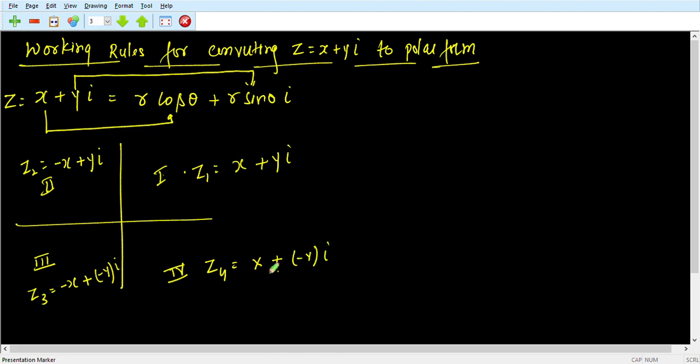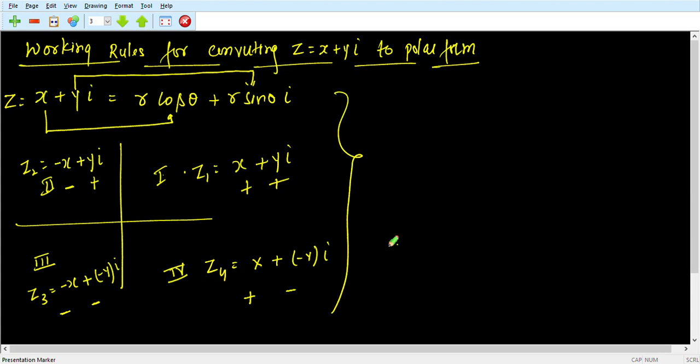So if theta is in first quadrant, it means the real part and the imaginary part of a complex number both will be positive, and if theta is in second quadrant, it means the real part is negative and imaginary part will be positive. If theta is in third quadrant, the real part is negative and imaginary part is also negative. If theta is in fourth quadrant, real part is positive but imaginary part is negative. So it's very easy to find theta for the different cases.